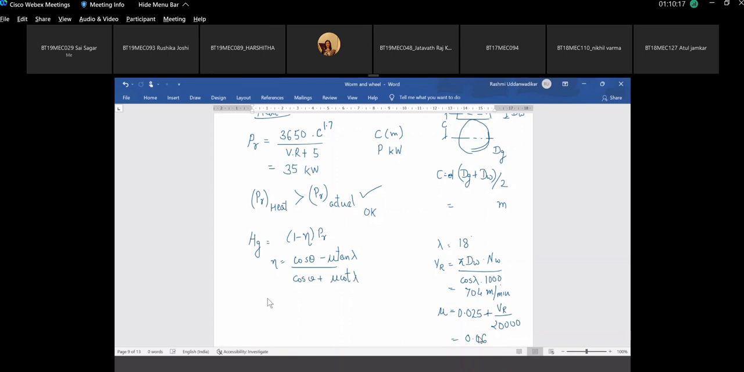Now calculate theta. Theta depends upon phi n and lambda. Lambda, you know, phi n we have taken as 20 degrees. Give me theta quickly, and from theta, give me efficiency. We'll stop there.